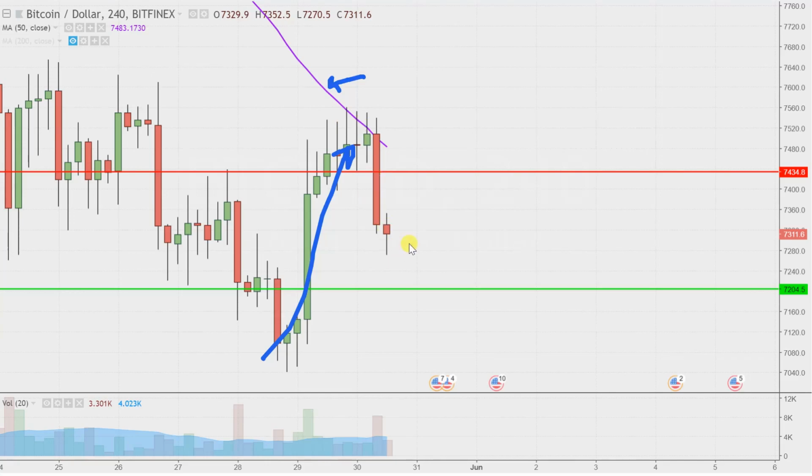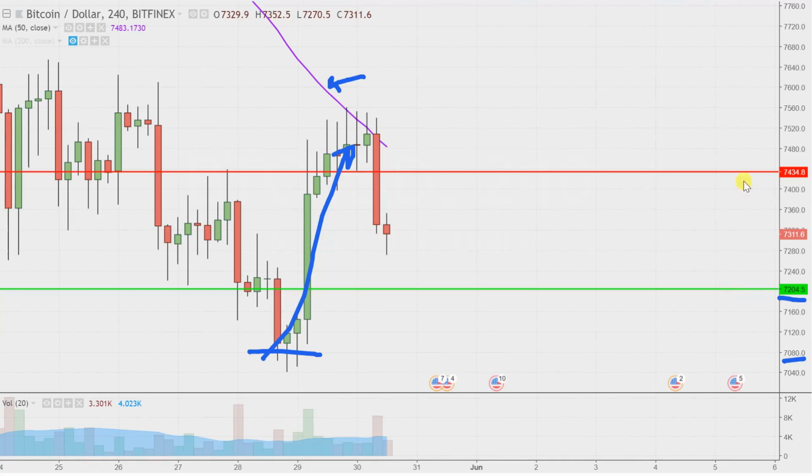So on the pullback, definitely a key level to keep an eye on is going to be this green line right here, valued at 7,200. So if you're watching this video and the price is now down below 7,200, then the next key level of support would be down here around the 7,100 mark. But if you're pulling this up and the price is even down below 7,100, well then that would be a sign that things have gotten that much more bearish.